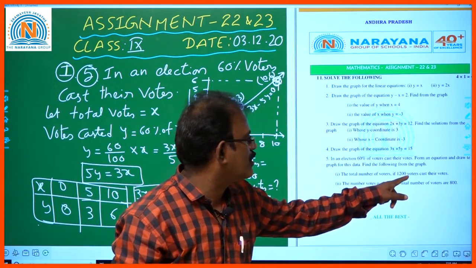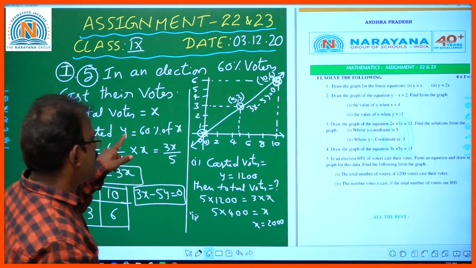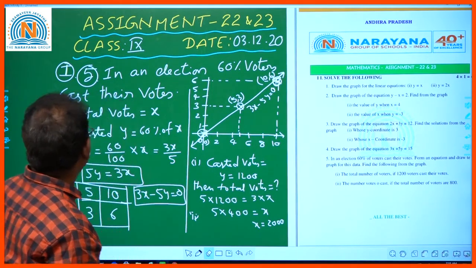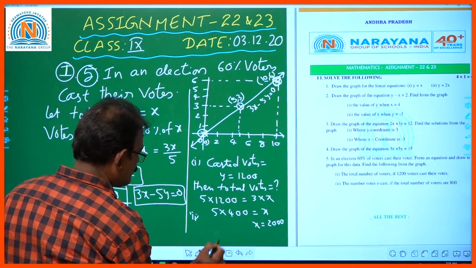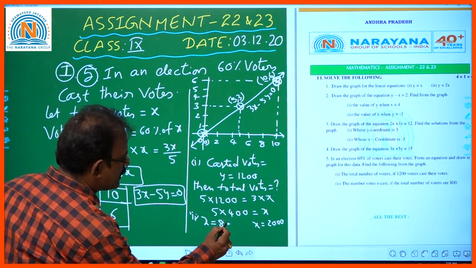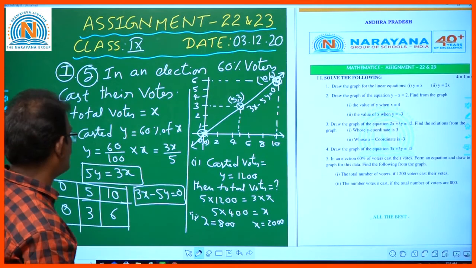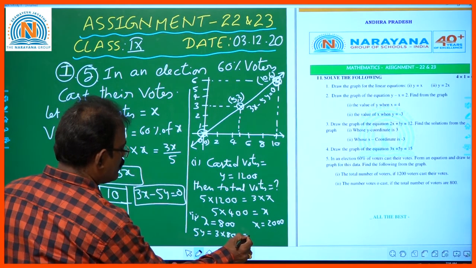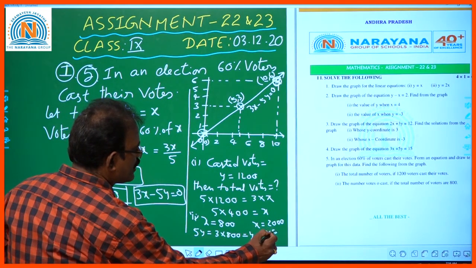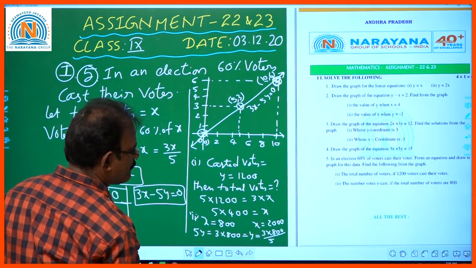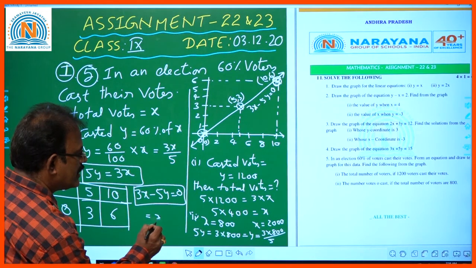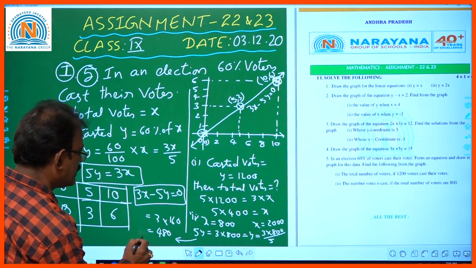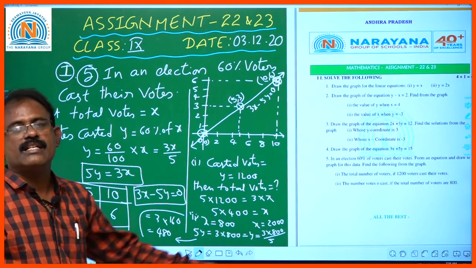Okay, here if the total number of votes is 800, total votes x is equal to 800, then what is y? So 5y is equal to 3 into 800, so y is equal to 3 into 800 by 5. So you know that this is 3 into 160, so 480. This is the answer for second question, children.